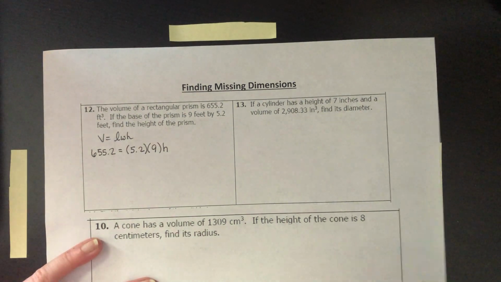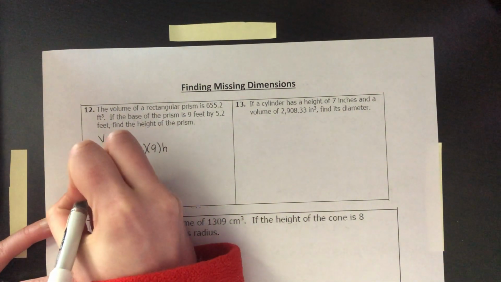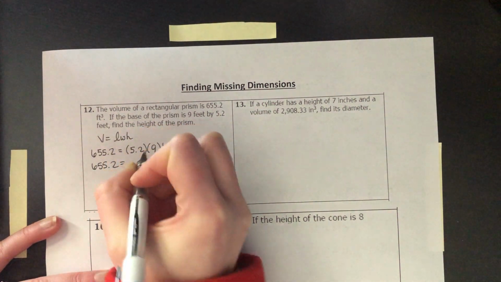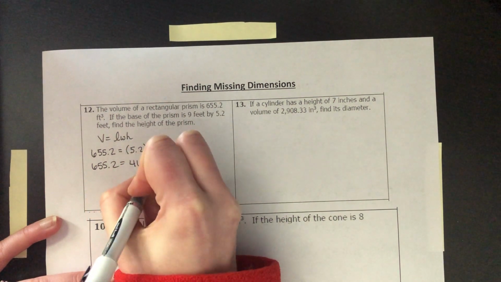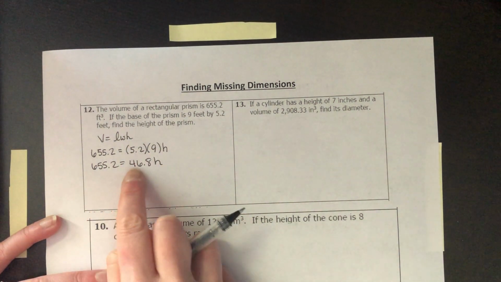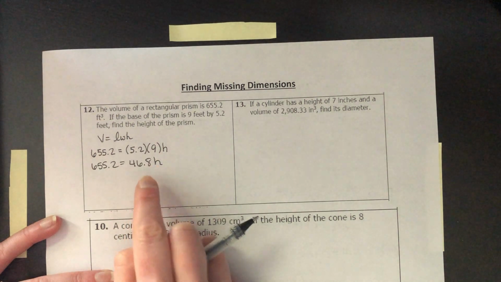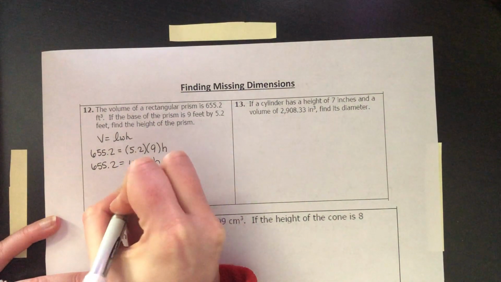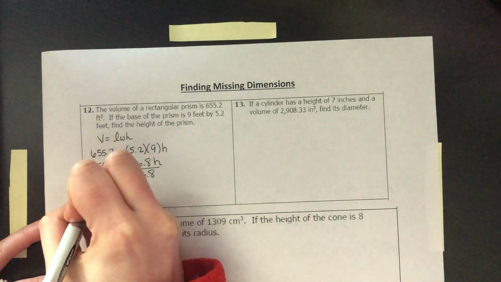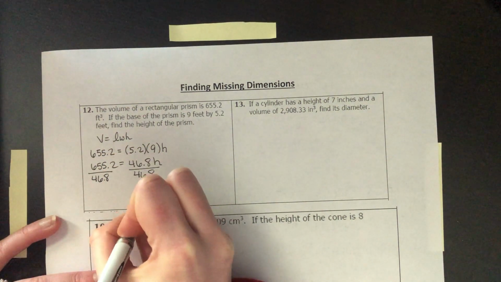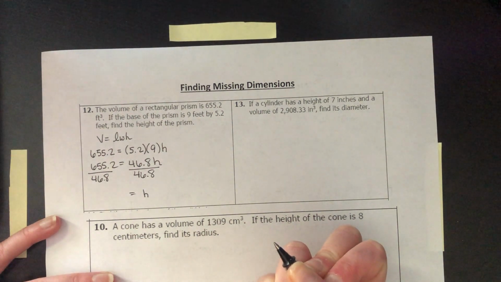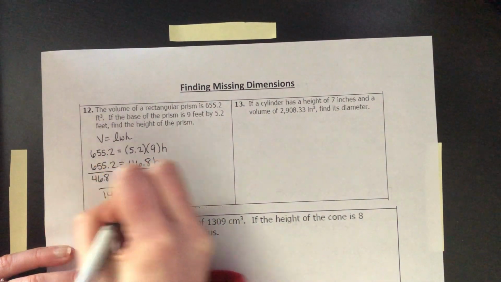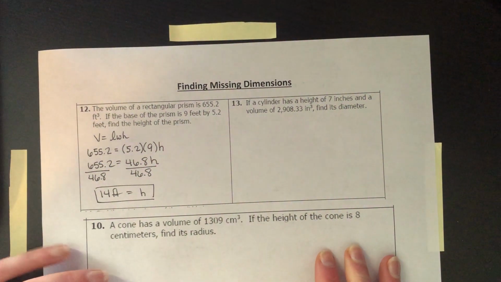So if I multiply 5.2 times 9, I'm going to bring down my volume. If I multiply these together, I get 46.8, and I bring down the h. And then if it's 46.8 times h, to undo that to get h by itself, opposite of multiply, divide. And so my height, I find out that the height of this rectangular prism, when I divide these, we get 14 feet. Okay, so we are going backwards now.